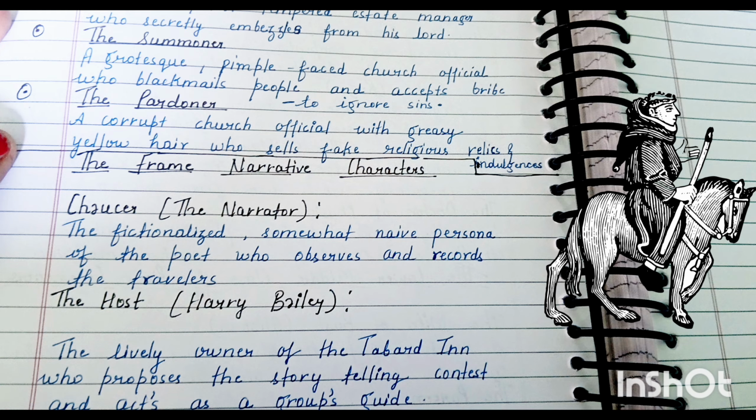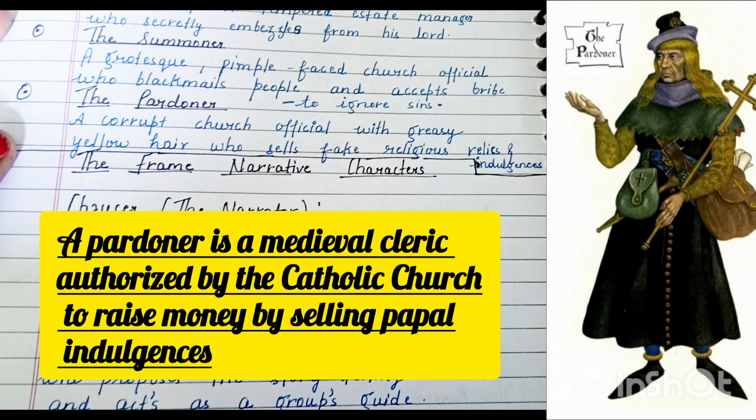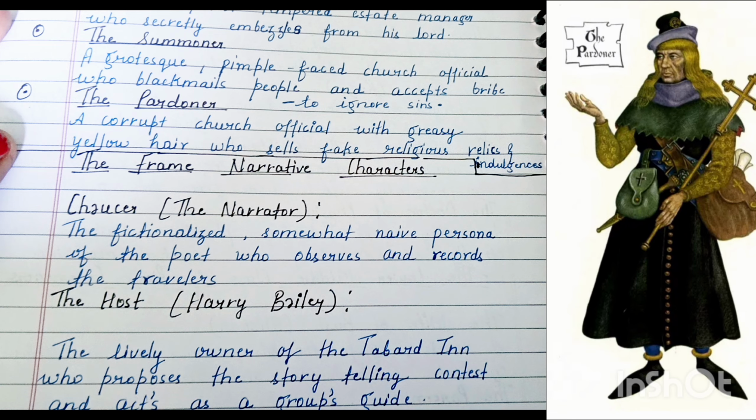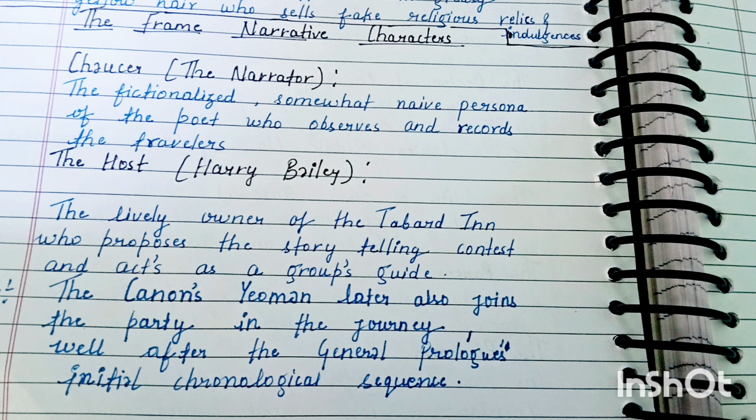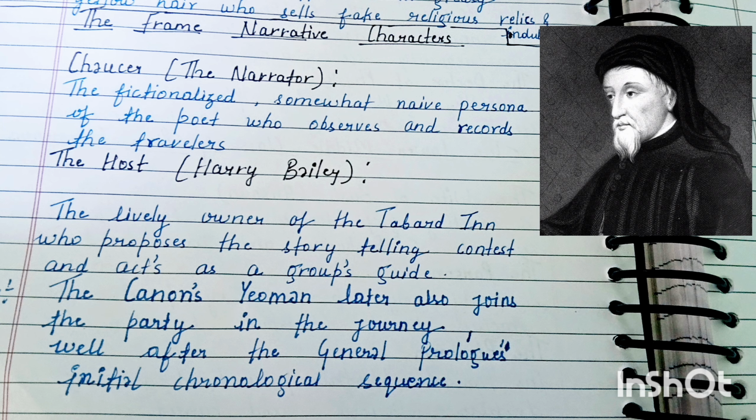The pardoner. He is a corrupt church official with greasy yellow hair who sells fake religious relics and indulgences. So a pardoner in Christianity is a person who grants forgiveness of the sins that people did if they make confessions. So here the character of the pardoner has been shown as corrupt because he used to grant indulgences in exchange for money. And at last we have two interesting characters, and the most important ones, the frame narrative characters.